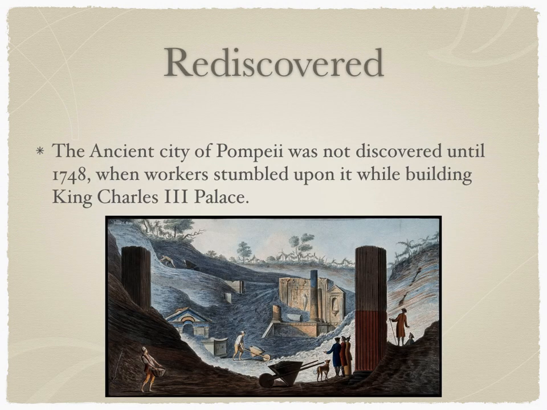The ancient city of Pompeii wasn't actually discovered until 1784, so it laid underneath the ash for 1,700 years. It wasn't discovered until King Charles III, who was wanting to build a palace in this scenic part of the country, had people go to build his palace, and they stumbled across the ruins of Pompeii.